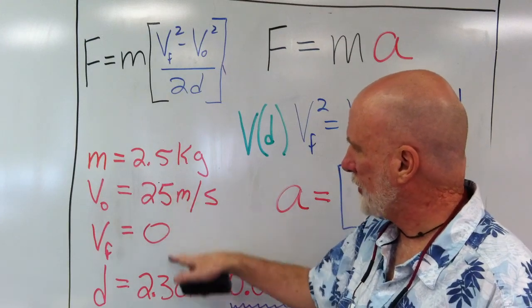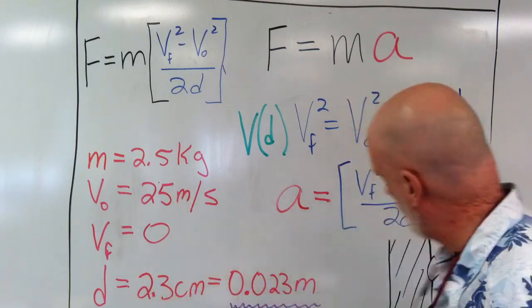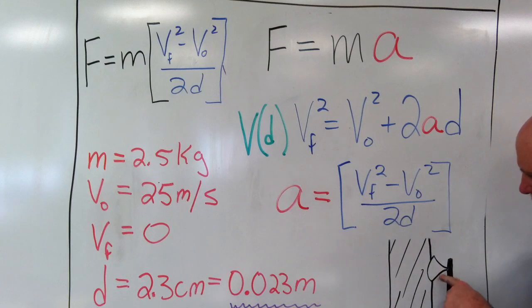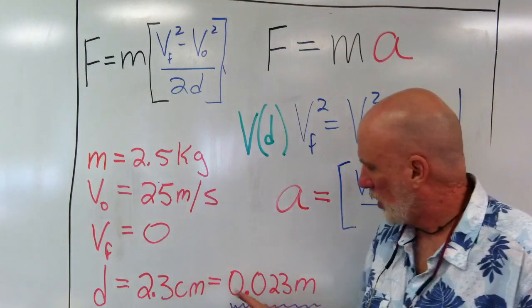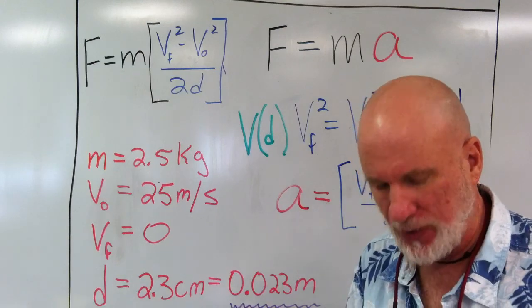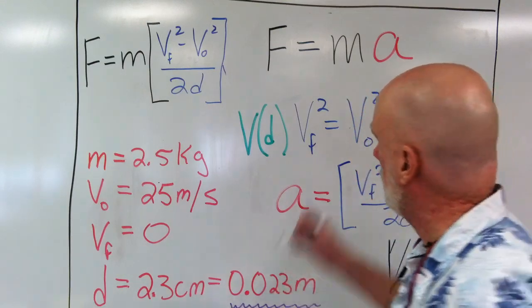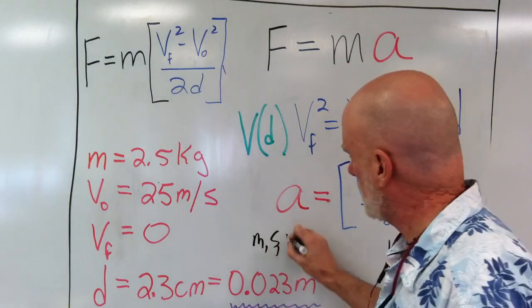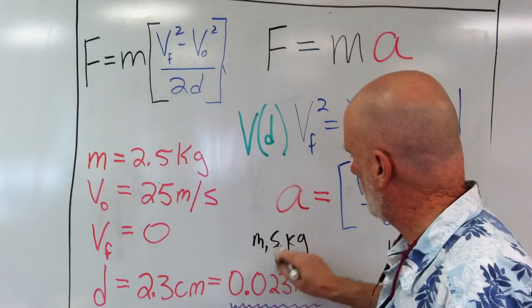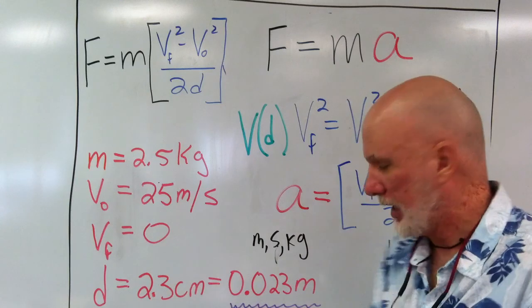He goes into the tree. He goes in 2.3 centimeters. See right here? So he hits it 2.3 centimeters into the tree, or 0.023 meters. Remember, we only use meters, right? We use meters, seconds, and kilograms. Right? Okay, good. Excellent.